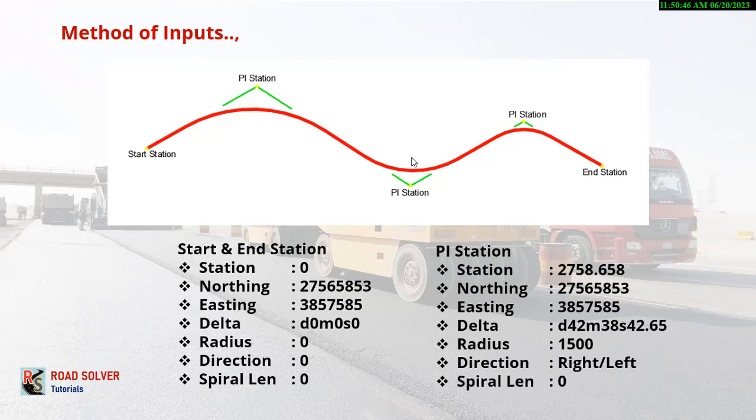In this, delta should be mentioned in degrees, minutes and seconds. The letter D should be a small letter, all are small letters, and should come at the beginning. After that, radius should always be a positive number, don't use negative numbers. In direction also you have to select, it is already in the drop down, you can use right or left or 0, whatever it is. For spiral length, if you are calculating for a circular curve, keep it as 0. If it is a spiral curve, you have to use the value of the spiral length.